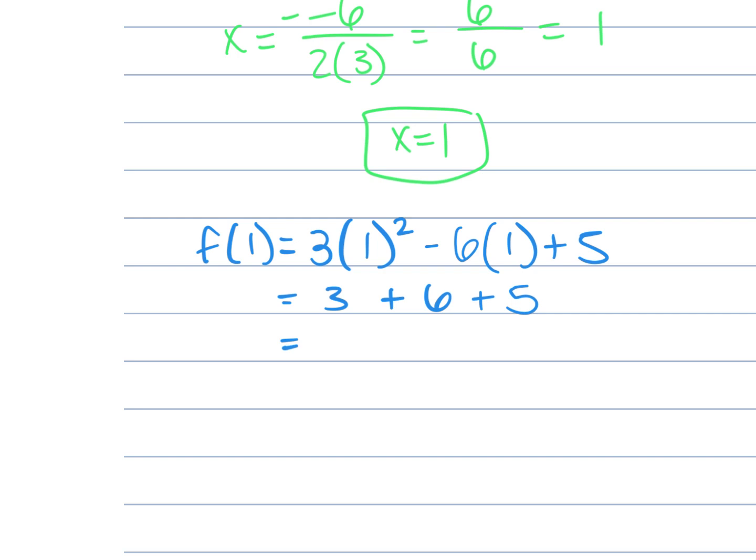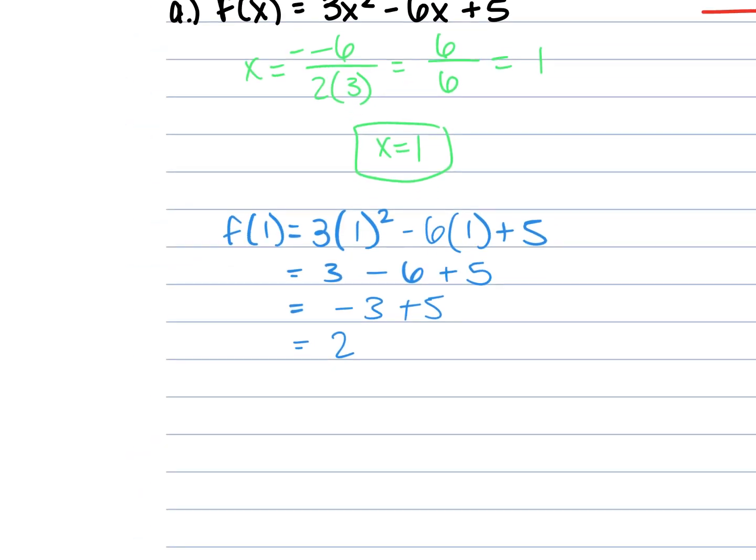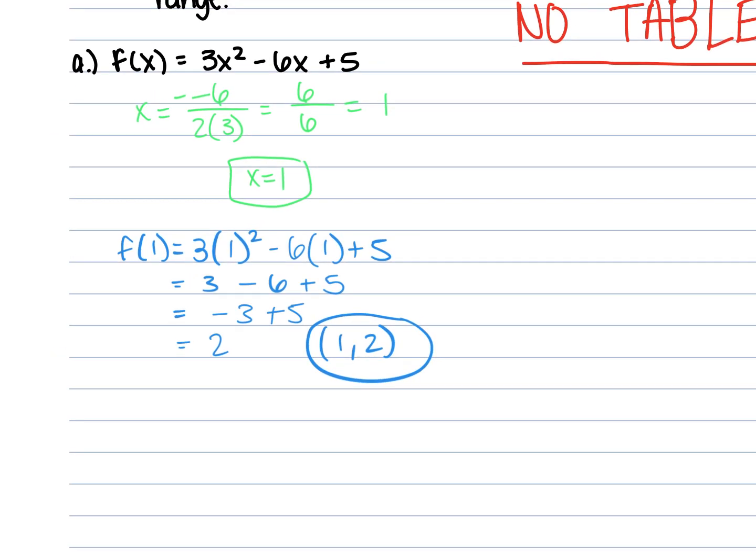And then you should get -3 plus 5, because it's -6. Correct. Negative 3 plus 5, and then you get 2. Very good. What'd you say? f of 1 equals 2. Good. So what's my vertex? 1, 2. Very good, Andrea. All right, so we have my axis of symmetry, my vertex.